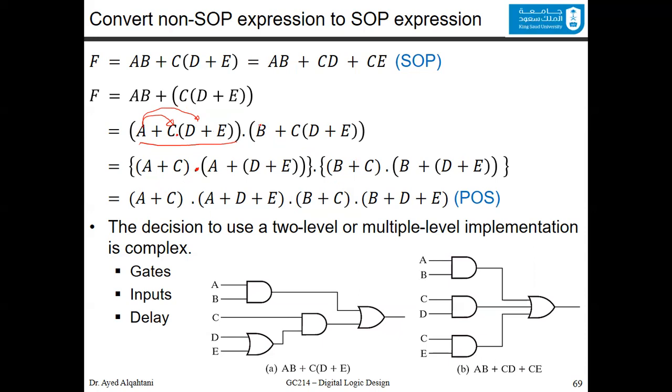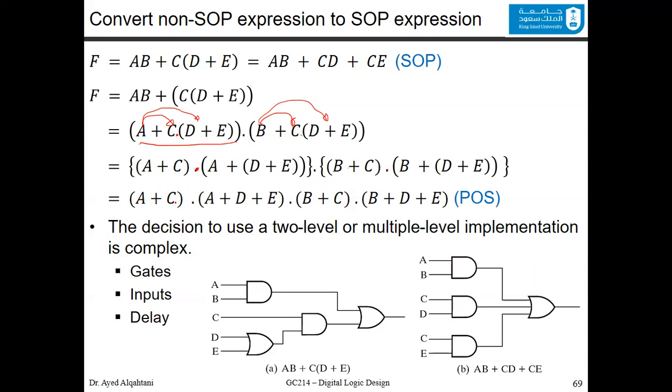You do the same thing here with B: you distribute it with the C and with this one here. So it will be B or C, and B or D or E. And now you just order if you need to.